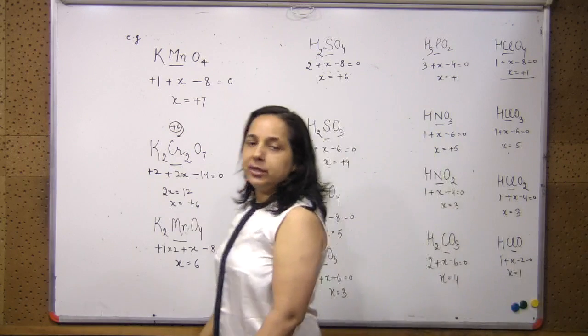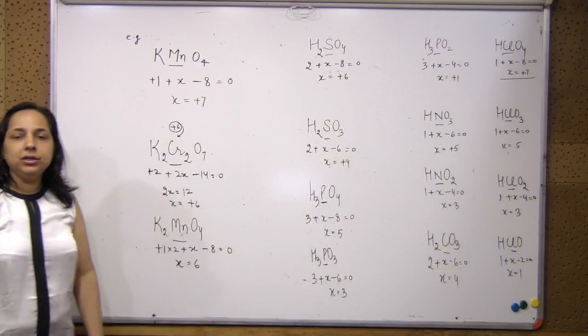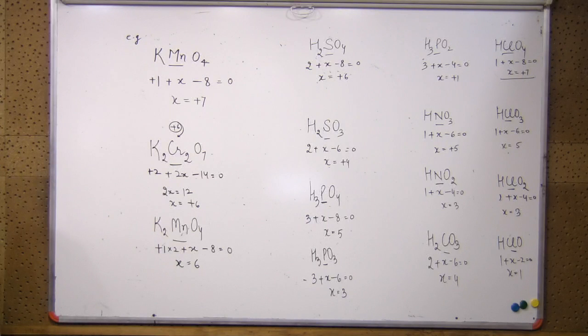For the oxidation number of each element, I have just shown how to calculate it. These are simple molecules in which we can calculate the oxidation number of the underlined species, because hydrogen, oxygen and potassium are known to us, and we can calculate the oxidation number of the middle element or the element other than these. So this is about oxidation number calculation.